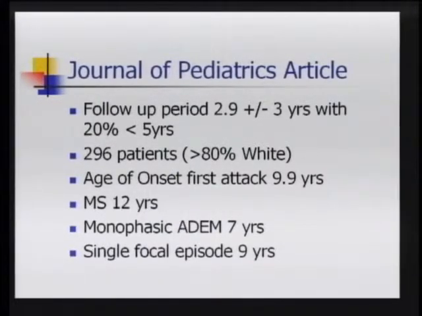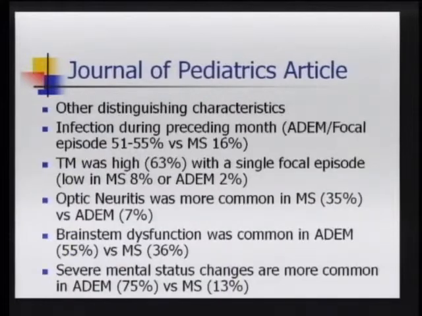The age of onset basically was almost about 10 years of age, but it did factor out in terms of what the final diagnosis was. Patients who develop pediatric MS typically presented about 12 years of age, so they tend to be the oldest. Monophasic ADEM will present at about 7 years of age, and patients with a single focal episodic demyelinating event, such as transverse myelitis, tend to present at about 9 years of age.